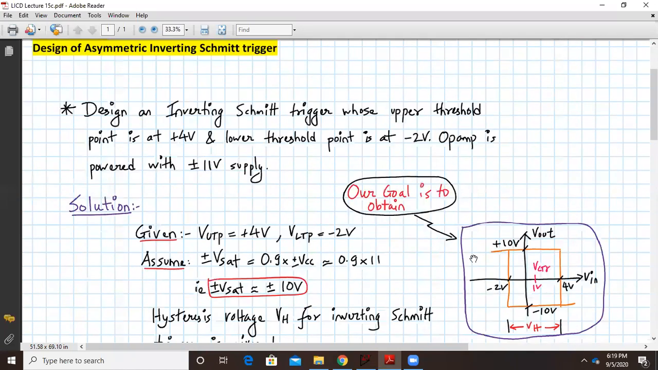So let us start. The question is, design an inverting Schmitt trigger whose upper threshold point is plus 4 volts and the lower threshold point is at minus 2 volts. The opamp is powered with plus or minus 11 volt supply.